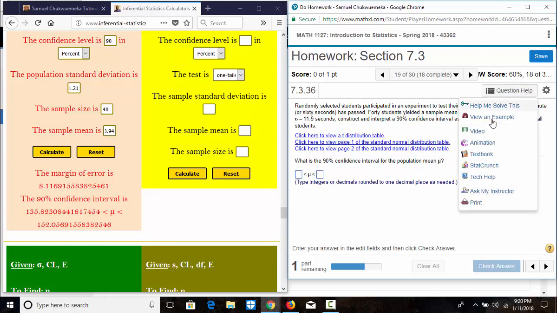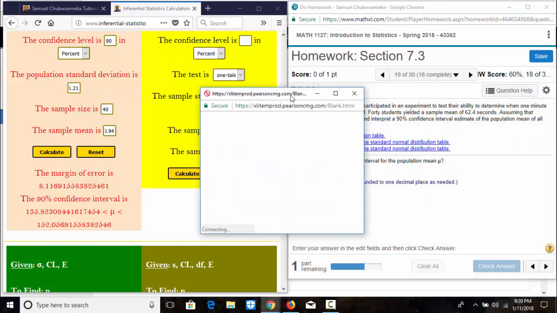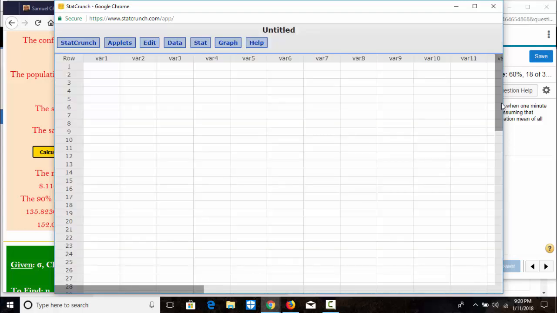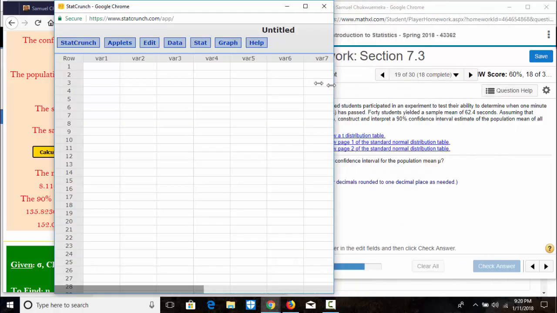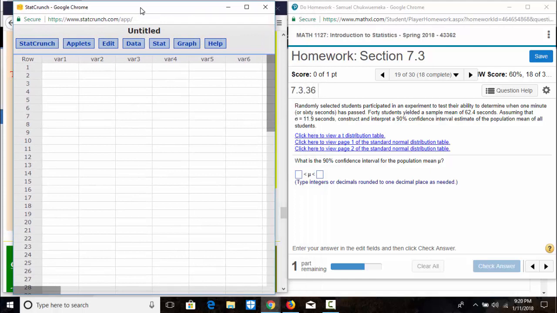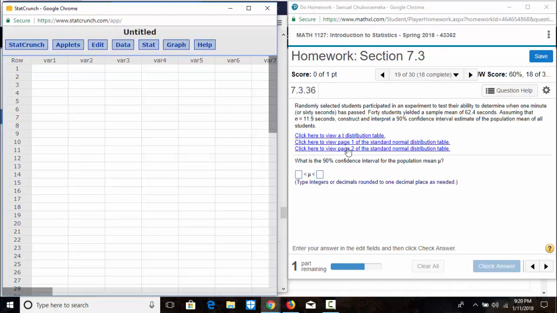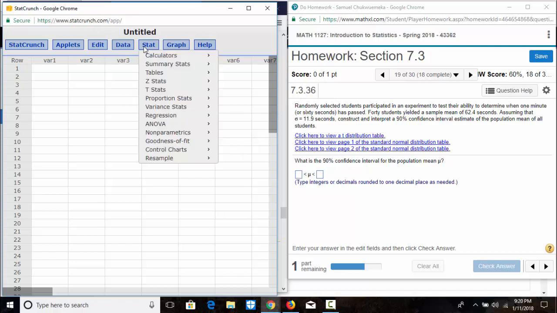Question help, StatCrunch. Let's get back to StatCrunch. So they gave us the population standard deviation. In that case we'll use Z stats. Okay, in this we'll use Z stats, not T stats. So go to Stats, Z stats, one sample with summary.